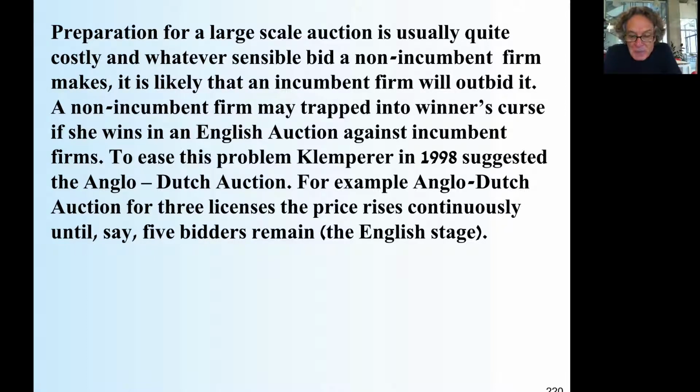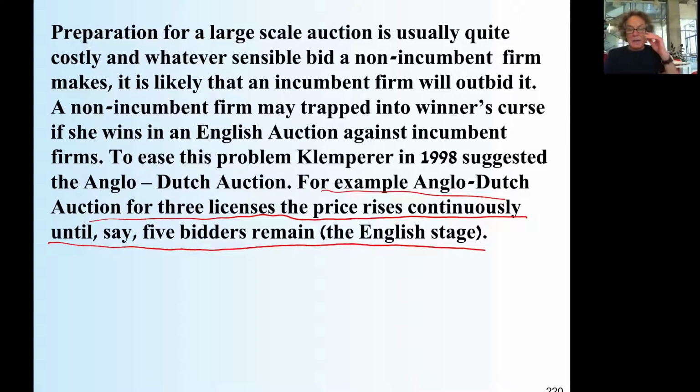What is suggested is the following. First run, for example, Anglo-Dutch auction with 3 licenses, the price rises continuously until, say, 5 bidders remain, the English stage. What does it mean? Let's say 10 competitors for those licenses. So start with an ascending English auction. That's the best for the seller. Good, let's start with it. However, choose not the 3 that you want, choose 5. The 3 later on will be selected from the 5.